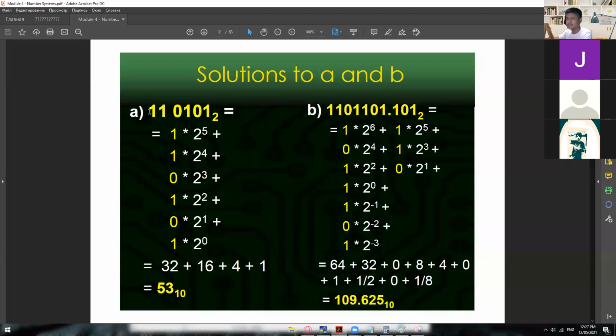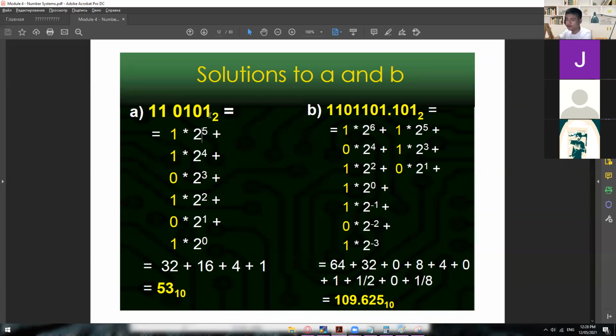So again, just list everything from top to bottom. So 1, 1, 0, 1, 0, 1. That's the very first step that you need to do. And then just put multiplication in everything. Multiply it to its base. As you can see right here, we have base 2. So your multiplier is 2. So 2, 2, 2, 2, 2.